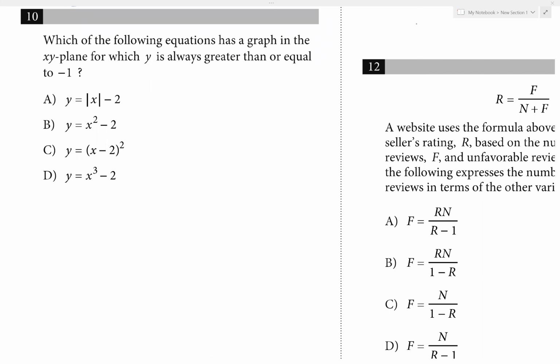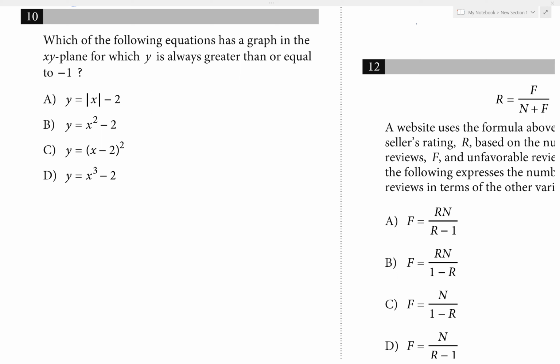Right, question 10. Which of the following equations has a graph in the xy plane for which y is always greater than or equal to -1? All right. So for this question, we can think of it graphically. For each answer choice, we can think about what it looks like. It doesn't have to be perfect, but we can draw a rough sketch for each graph. And the y value of the graph has to be greater than or equal to -1.